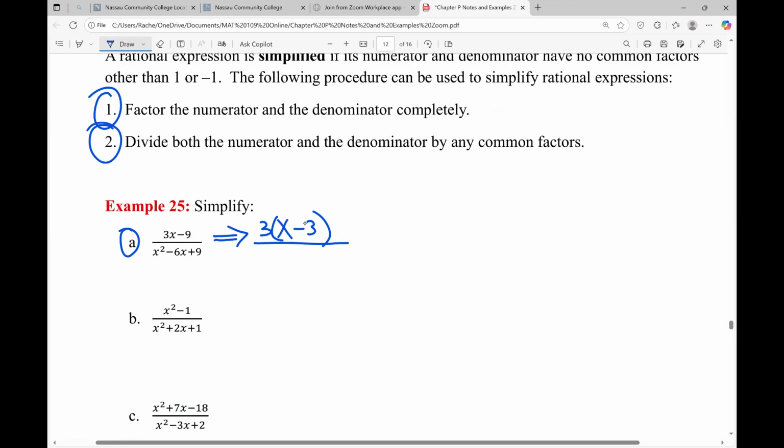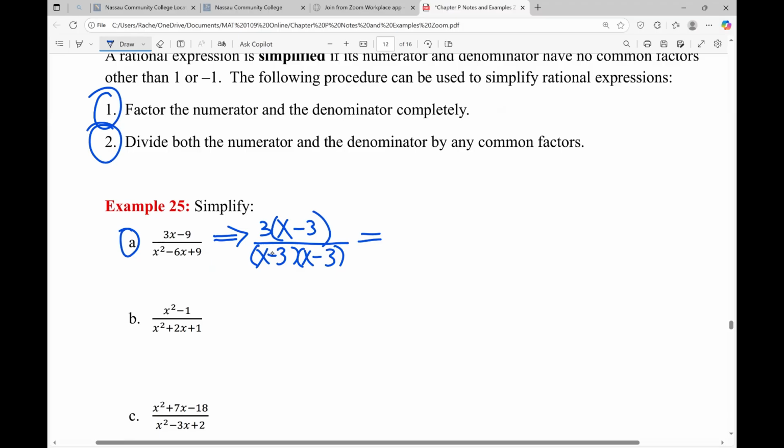Now let's factor the denominator. I have a trinomial in the form x squared plus bx plus c. So I'm going to use the factoring method that we used in the previous lecture, the previous video. Now tell me what two numbers multiply to positive 9 but add up to negative 6. So that's going to be a minus 3 and a minus 3, right? Negative 3 times negative 3, positive 9, but negative 3 plus negative 3 is my negative 6.